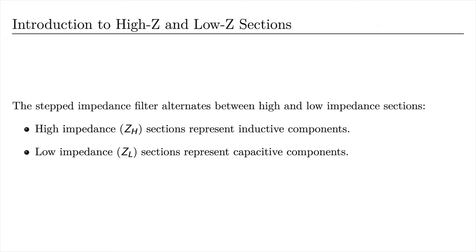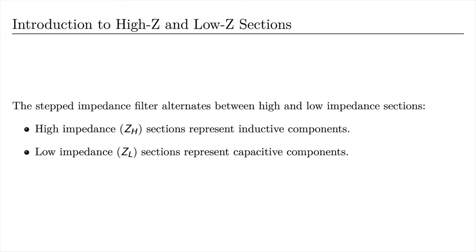In our design, inductors are represented by high-impedance lines, with ZH equal to 120 ohms. Calculate the electrical length, beta L, for each inductor using the formula beta L equals GK times Z0 over ZH times 180 degrees over pi. For example, with G1 equal to 0.517, beta L equals 11.8 degrees.